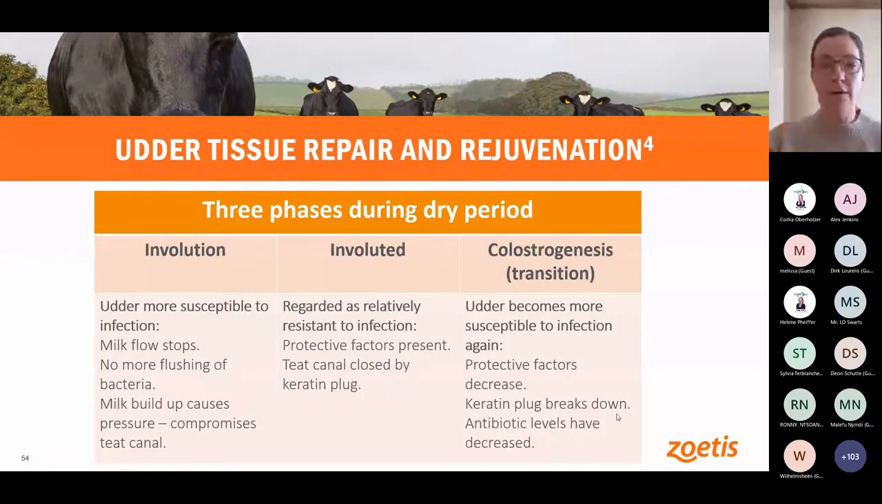All right, and then the last bit of the dry period we call colostrogenesis, or the transition period. So here the udder becomes more susceptible to infection again, right? So those protective factors start decreasing. The keratin plug, if it was formed, starts breaking down, and depending on the antibiotic, the levels might start falling below where it is protective.